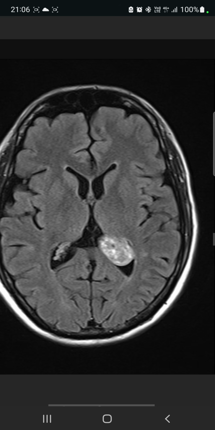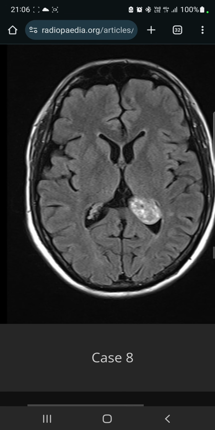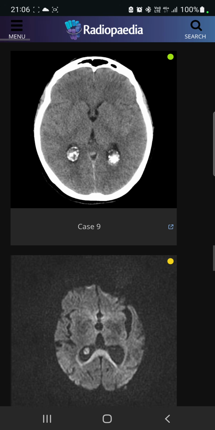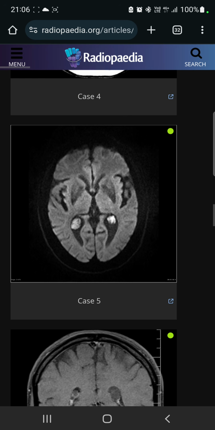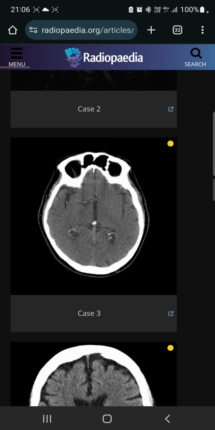This is T2. You can see the white matter is grayer than the gray matter, so it's T2. You can see that it's hyperintense on T2, and the diffusion is restricted, but I don't really have that image now. You can see on CT it's also quite hyperdense. What else can I say? Again, on CT.